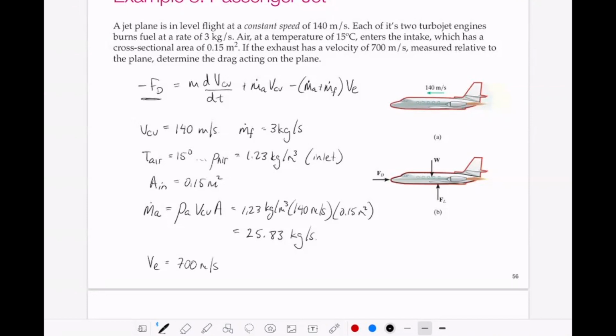Measured relative to the plane. So do we have enough now to solve our equation? We have this, we have this, we have these two, we have the exhaust. What about this term? Right, so right in the question it says our aircraft is traveling at a constant speed, so it's not accelerating. So this term just becomes zero because we have a constant speed.